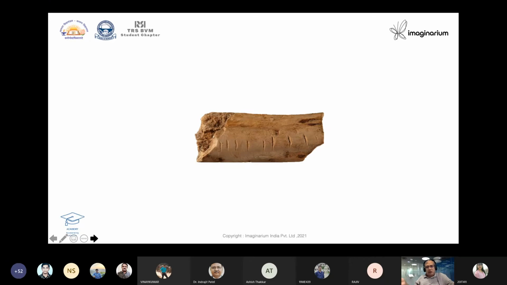For example, there's a very old, prehistoric bone where they tried to create some kind of a record by counting. So the computation that we attribute today, and all the development that we see, actually traces back to these days when they started counting.